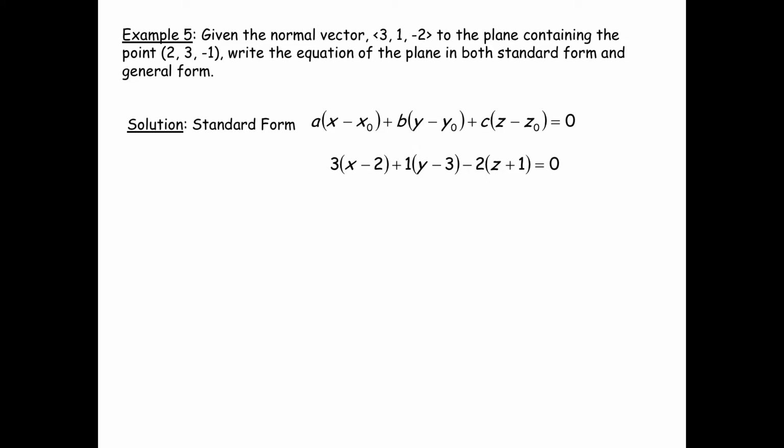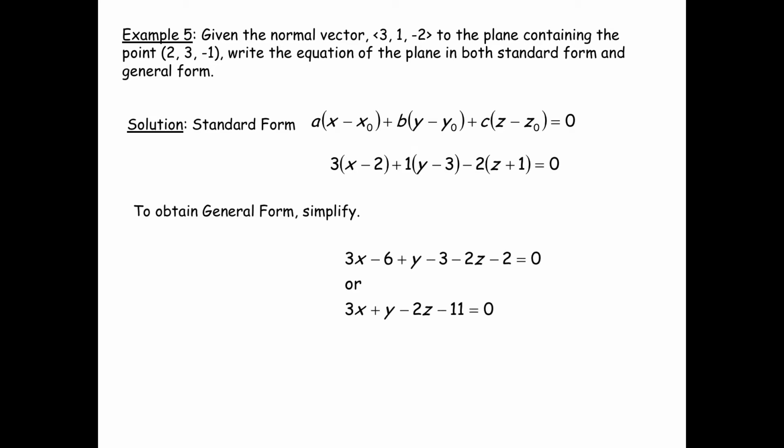So if you were to find the angle of the vector, could you then change all of those by 90 to find the angle of the plane? Well, it depends on what angle we're talking about. We're in 3 space, so like the alpha, beta, and gamma angles. Now, if I wanted this in general form, then we could distribute the 3, distribute the 1, distribute the negative 2 to write 3x plus y minus 2z minus 11 equals 0.